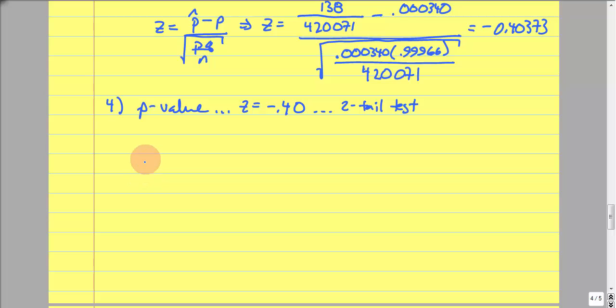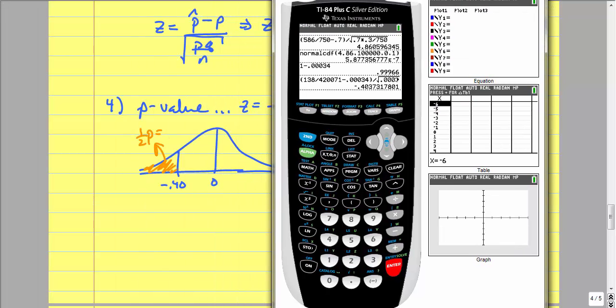Okay, a quick little picture always helps us out here. So here is my negative 0.40. And I'm looking at a 2-tail test, so I'm looking at as extreme or more extreme. Since it's a 2-tail test, I have to make sure I double my p-value. So what I'm finding here is only half my p-value. Let's go ahead and use our calculators to find that area.